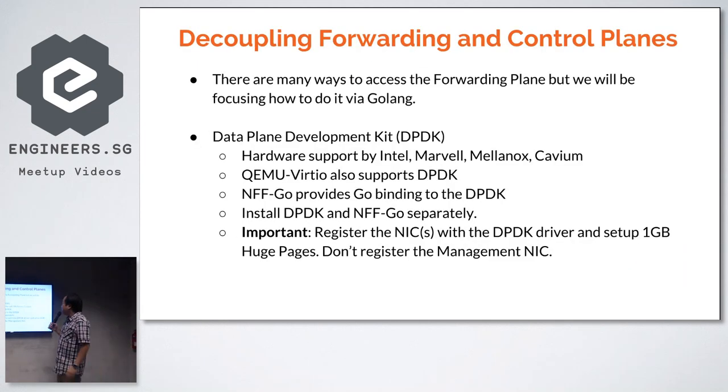So in order to decouple, we will be discussing how to use it in Go language. I'll be using something called the DPDK, which is the Data Plane Development Kit. Data Plane Development Kit was originally launched by Intel, but now all the various other network vendors use it. So Marvell, Mellanox, KVM, they all support it. Even if you use KVM, you'll find that the virtual machines on KVM will support this.